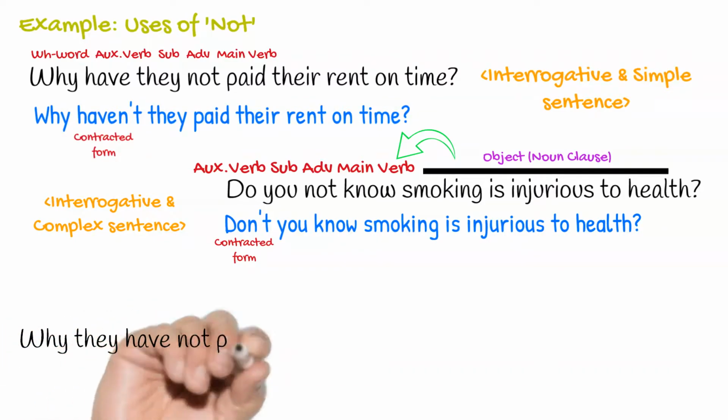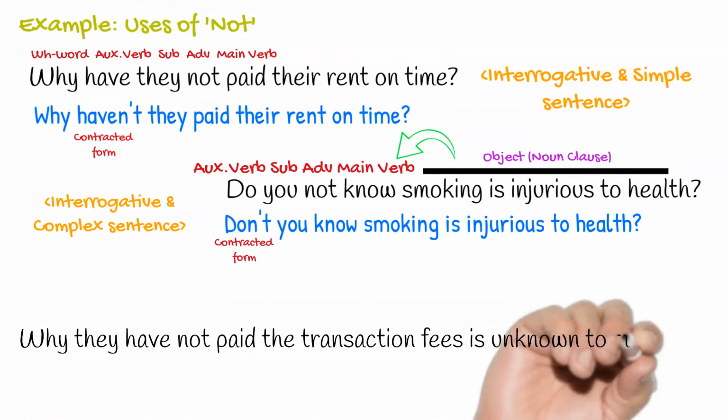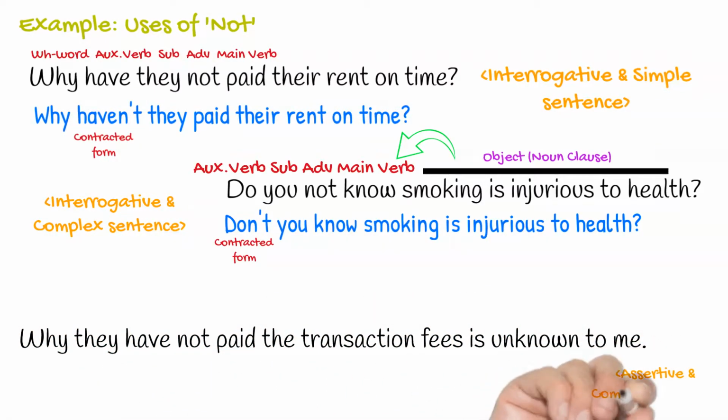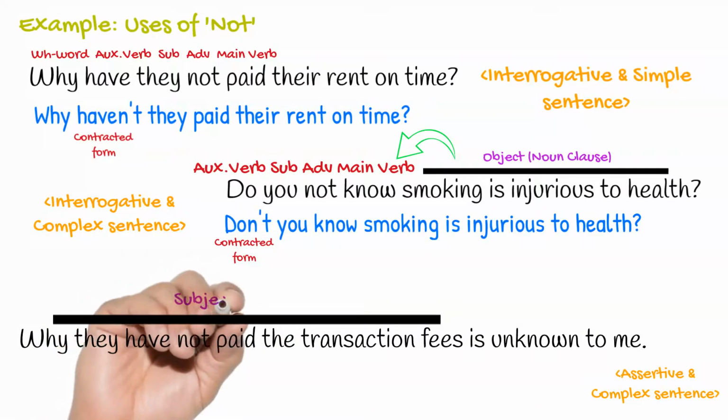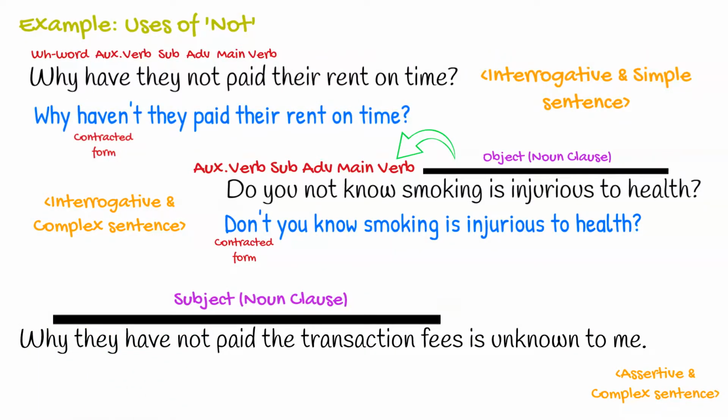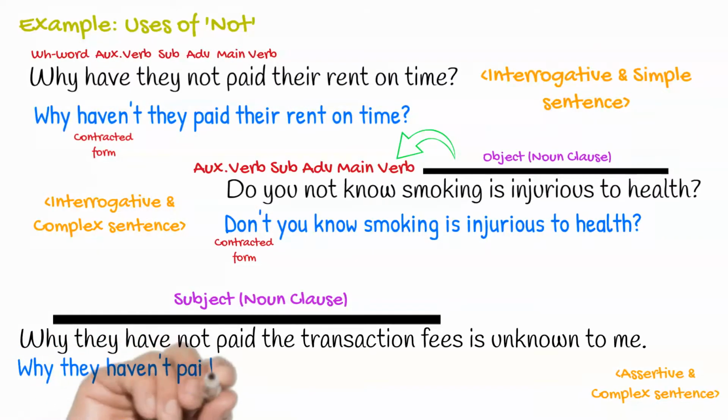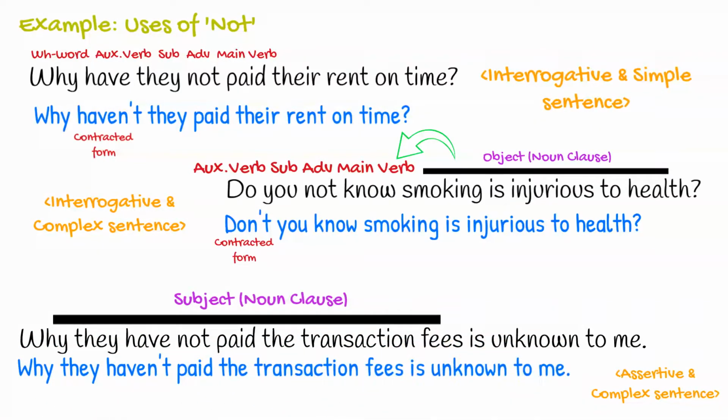Next, why they have not paid the transaction fees is unknown to me. Here, there are two clauses. Why they have not paid the transaction fees is the subordinate clause. It acts as the subject of the linking verb, is, hence it is the noun clause. As per functionality, this sentence is assertive, and as per structure, this is a complex sentence. If we use the contracted form we have to use, haven't after the subject.